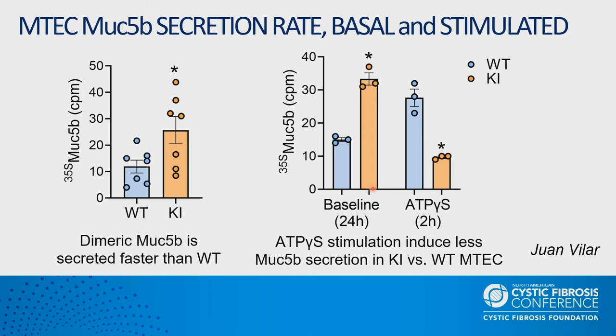However, if you wash the surface of the cells and then stimulate granule secretion with ATP gamma S, the wild type have these granules, and so they secrete extra mucins. But the dimer doesn't quite match the performance of the wild type. So probably the mucin dimer doesn't get stored as much as the wild type inside the cells.